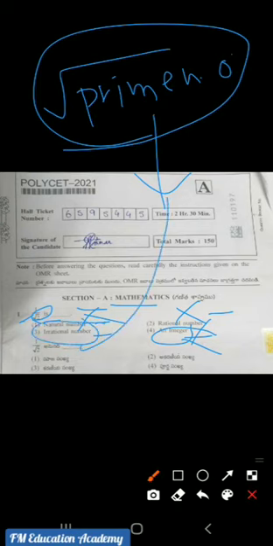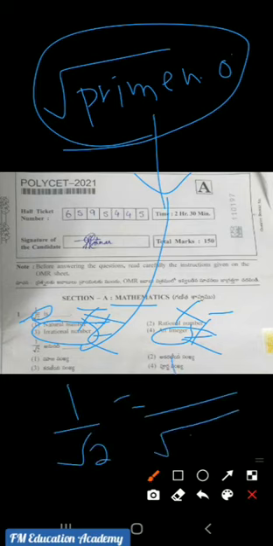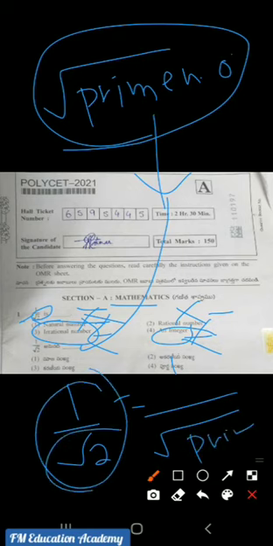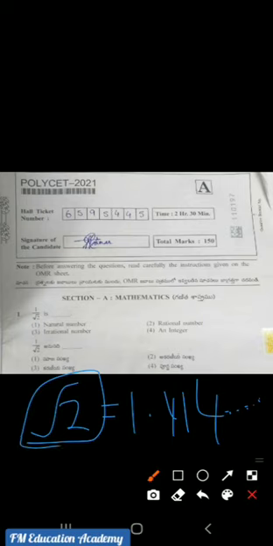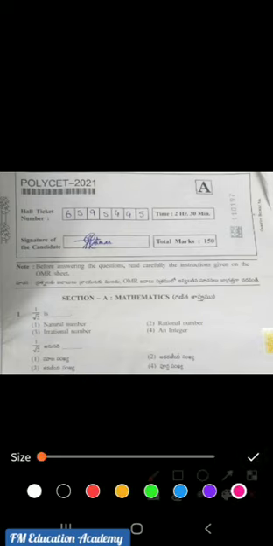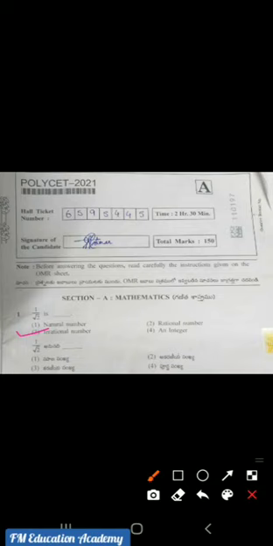So 1 by root 2 is an irrational number because it is equal to 1 by root of a prime number. Why? Because when you expand this root 2 value, it equals 1.414 and it goes on, non-terminating and non-repeating. That is why whenever numbers are non-terminating and non-repeating, they are called irrational numbers. That is a tip which I can give you. So here the answer is option 3, that is irrational number.